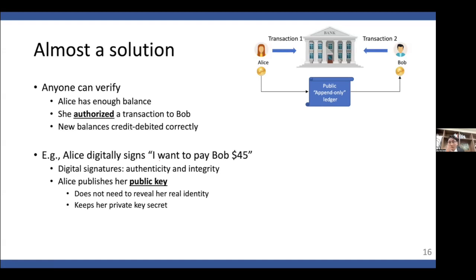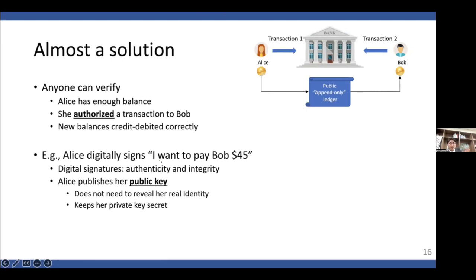This is actually useful. Having a public append-only ledger is very useful, because anyone can verify, as I said before, that Alice has enough balance. If you look at all the history in the public append-only ledger, then you can check that Alice has a certain balance. And then you can also check that she authorized a transaction to Bob. How do you do that? You can check that this ledger includes Alice's digital signature. We're going to talk about digital signatures very briefly later, but it really means that once Alice writes that, it means that Alice actually wrote it. And the new balance is credited and debited correctly, you can check it through the ledger.